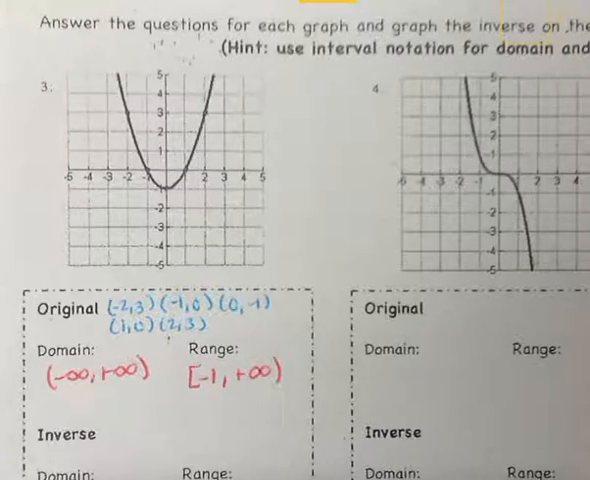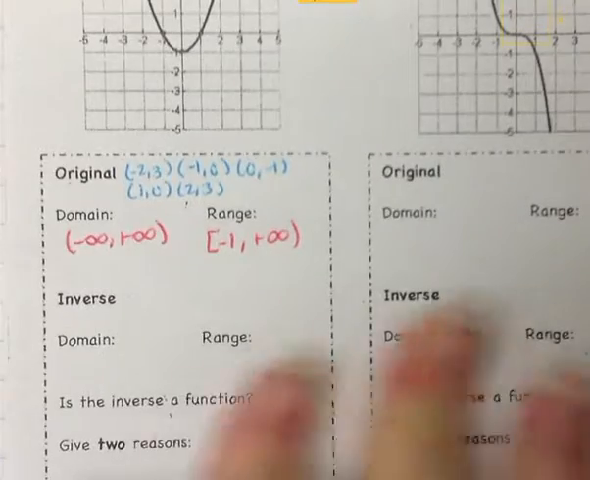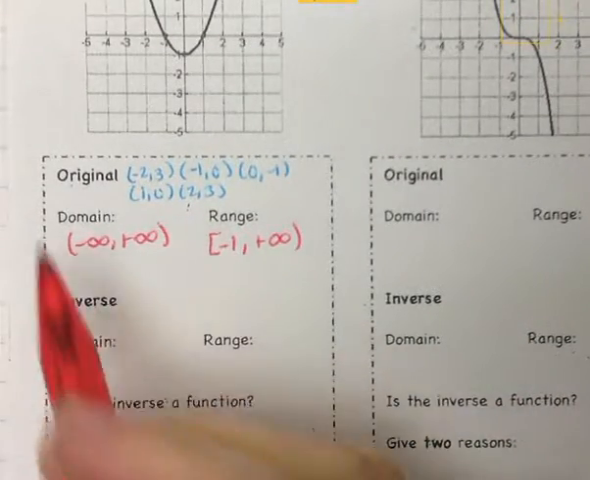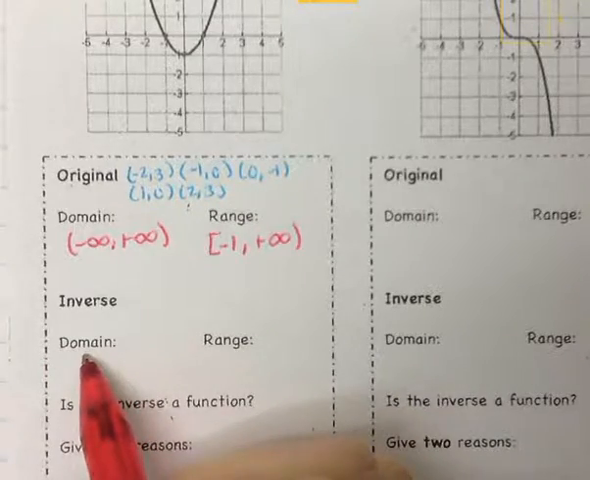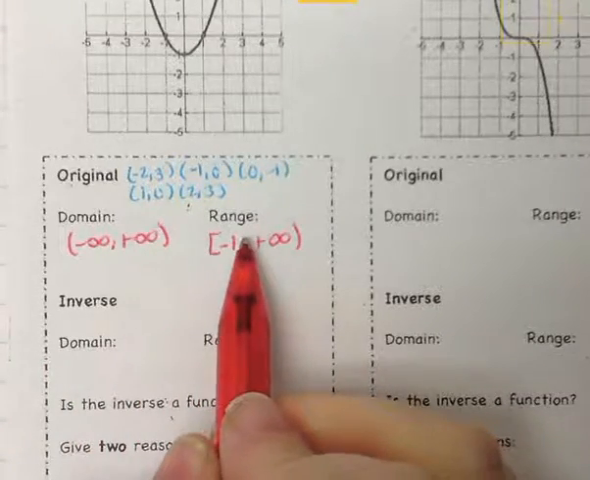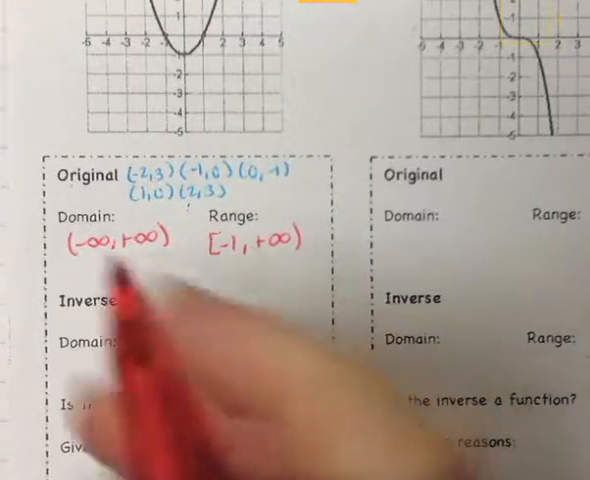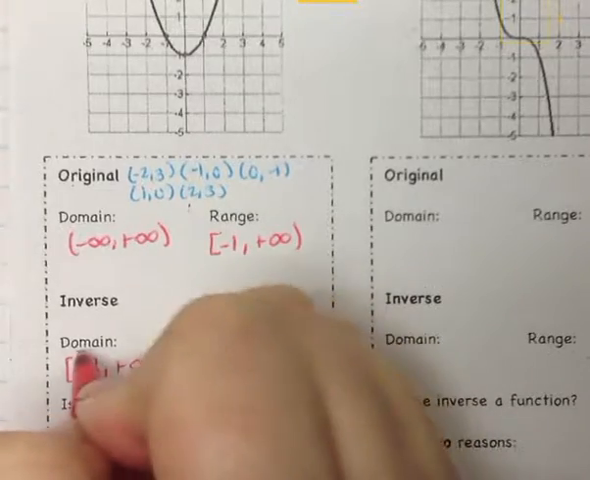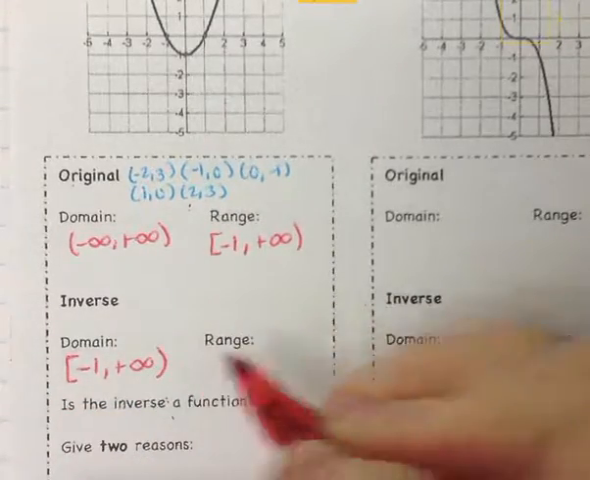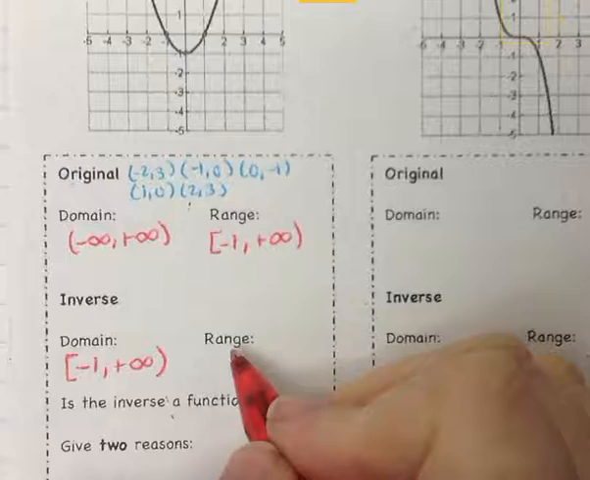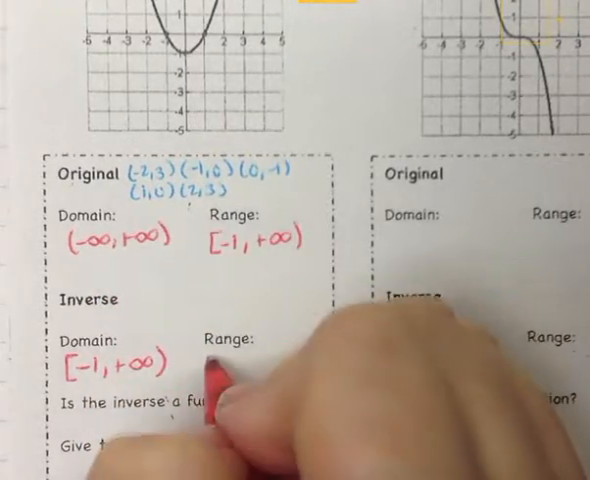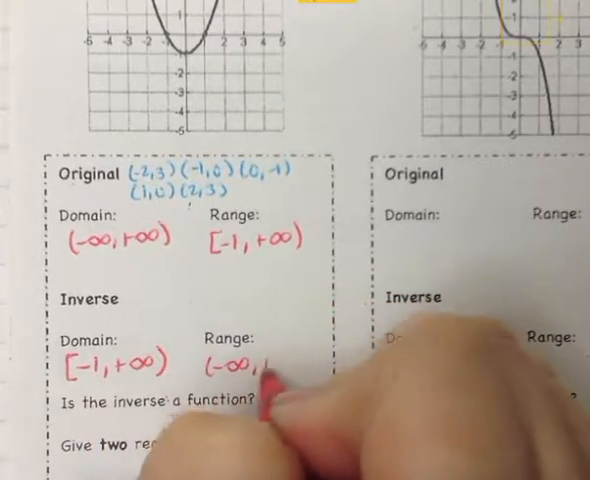Now, before I even graph this, I can automatically know what my domain and range will be for my inverse. So without graphing it, my domain of my inverse is going to be the same as my range from the original. So my domain will be from -1 to +infinity. Close bracket on -1, open on the +infinity. My range for my inverse will be the domain from the original. So it'll be -infinity to +infinity.